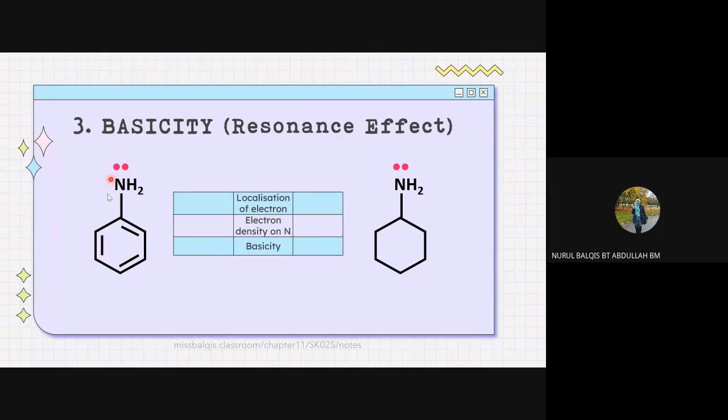Kalau dia boleh gerak, kita panggil delocalized. Kalau dia hanya kat sini sahaja, tak bergerak mana, kita panggil localized. So, in terms of localizations of electron, in aniline, okay, this is what we call aniline. Dan ini adalah cyclohexyl amine. Can I know whether the electrons in aniline is localized or delocalized? Delocalized. Well, for cyclohexyl amine? Localized.